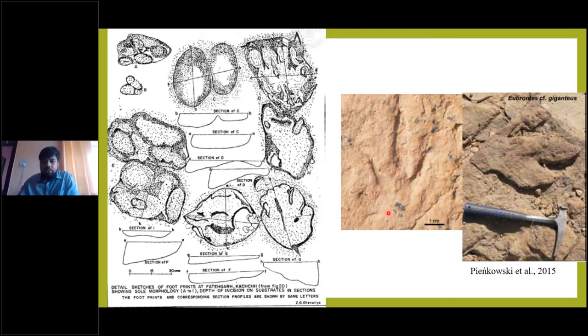Footprints, which belong to the ichnofossils, are also known from the Indian subcontinent. The Jaisalmer basin and the Kutch basin are some potential sites. These are footprints of sauropod dinosaurs, most probably macronarian, known from the Kutch Basin, and this is the footprint of some theropod dinosaurs. These two are known from the Jaisalmer Basin of India.